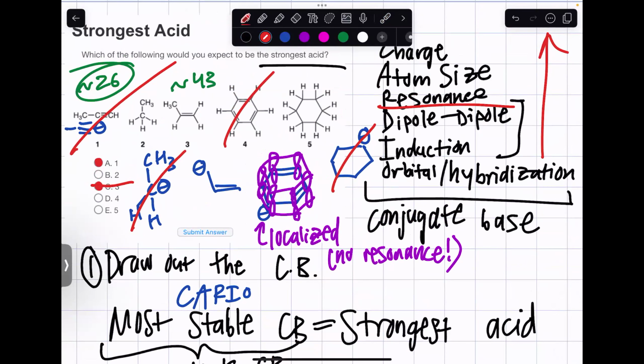Even though 3 can do resonance, it has less s character, and the negative charge is on the same atom, carbon, which has the same electronegativity. But if 3 was like this, then 3 would be the more acidic one because the negative charge here is on a more electronegative atom, oxygen, compared to carbon. Any questions on this one?